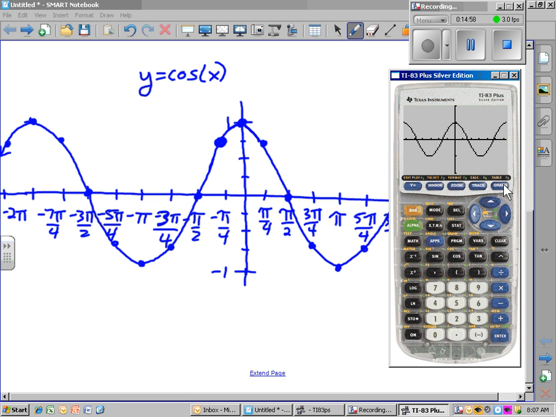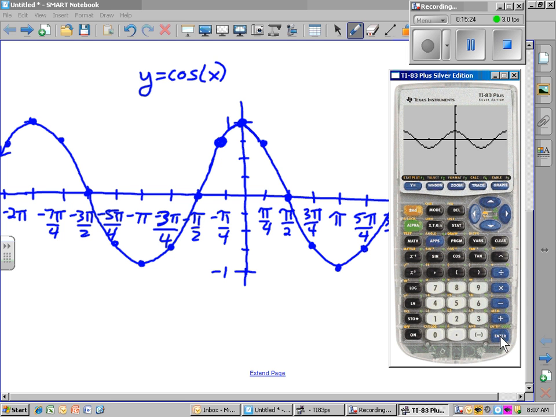Now, there's an easier way of doing it. Calculator always makes things easy, right? What zoom do you think is going to make things easier? Exactly. Zoom 7, zoom trig. Automatically puts it to a nice window where you're seeing it from about negative 360 to positive 360. Okay, I think it's close. It's pretty close. I don't know if it's exactly that.